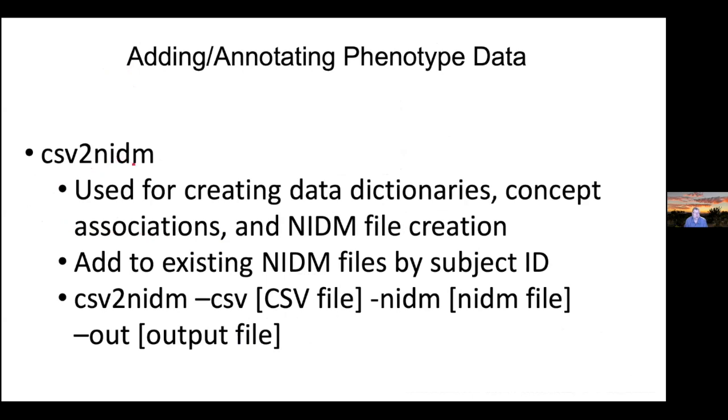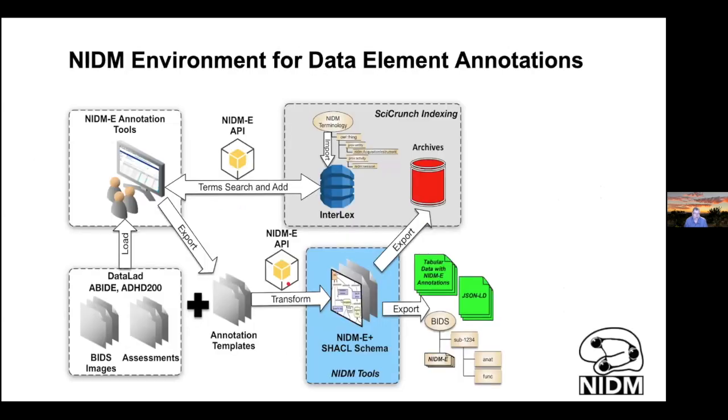So the CSV to NIDM goes through, basically creates a local data dictionary and associations between what's in the participants.tsv file, and then exports that as a NIDM file to your system. And again, it's a process that goes through a number of different steps, to walk you through the creation of the NIDM files.